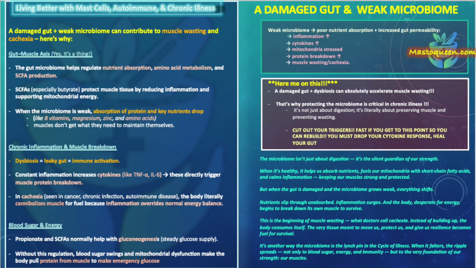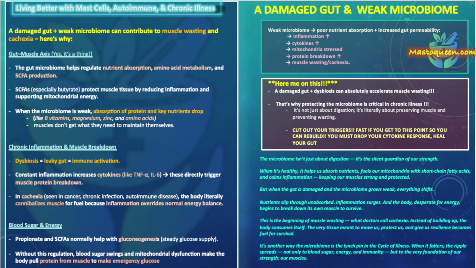So if you start getting muscle wasting, this is a huge red flag to change your diet fast, to do whatever you have to do to get out of this vicious cycle. It is another way the microbiome is the linchpin in the cycle of illness. When it falters, this ripple spreads, not only to blood sugar, energy, and immunity, but to the very foundation of our strength, which is our muscles. And like I said before, it also affects nerves, kidneys, liver, cardiac, brain, you name it. It's a massive cascade effect.